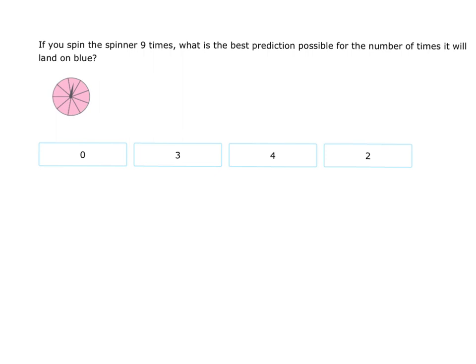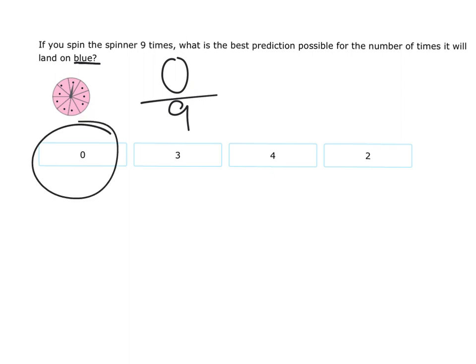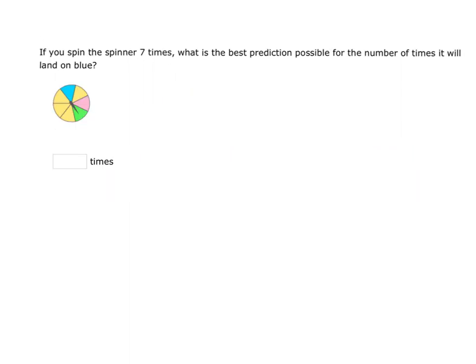If you spin the spinner 9 times, what is the best prediction possible for the number of times it will land on blue? Well, we'll count the spaces. 1, 2, 3, 4, 5, 6, 7, 8, 9. So out of 9, we want to figure out how many are blue. Well, 0 are blue, so I would expect to spin blue 0 times.